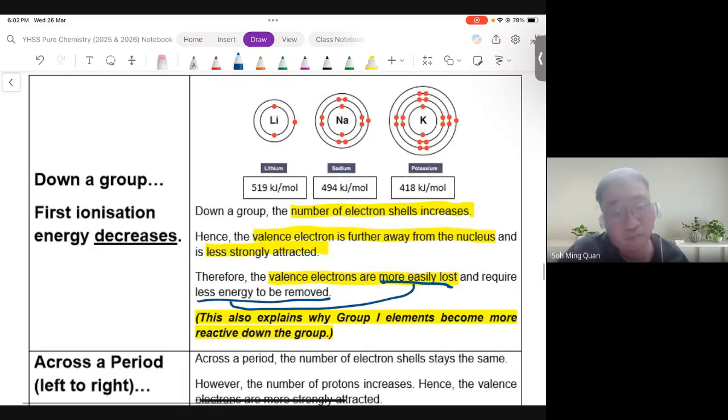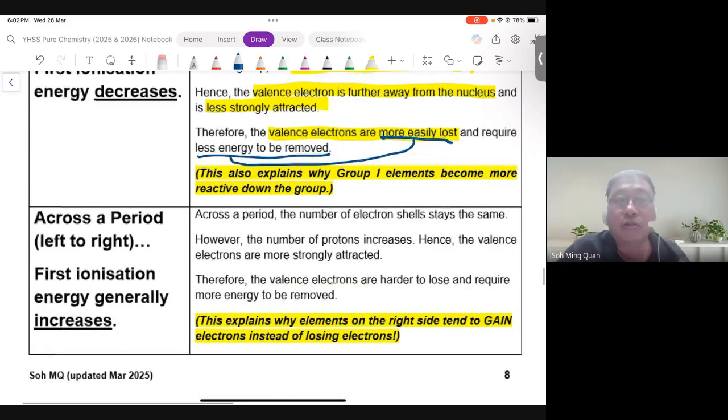Now that's down a group. How about across a period? Now across a period, from left to right, let's say from sodium to chlorine, you notice that the number of shells doesn't change. That makes sense because we have taught you same period, same number of electron shells. For example, sodium, period 3, has 3 shells in total. Chlorine, also period 3, has 3 shells. So across a period from left to right, the number of shells stays the same.